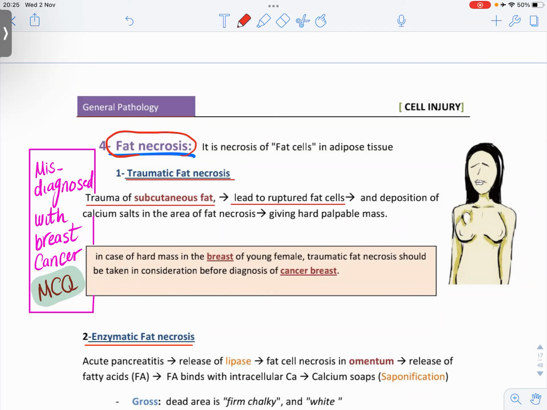So it's a very important MCQ in USMLE, that traumatic fat necrosis is misdiagnosed as breast cancer. Please write down that traumatic fat necrosis is always misdiagnosed as breast cancer. The woman always thinks that she has breast cancer, but she doesn't. It's just saponification of some part of ruptured fat cells.